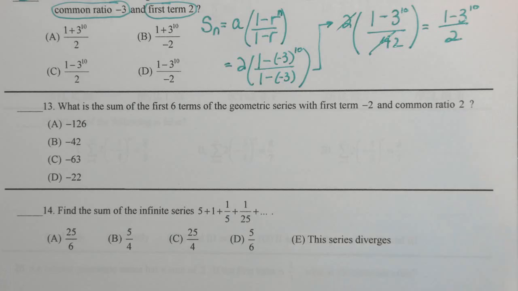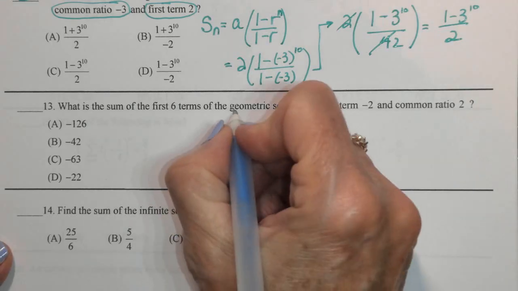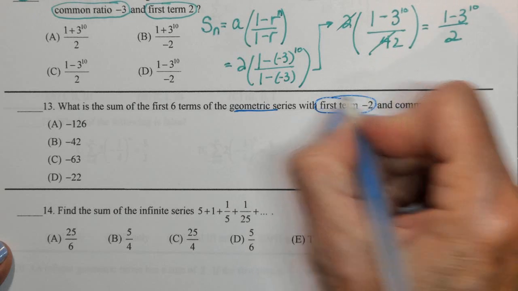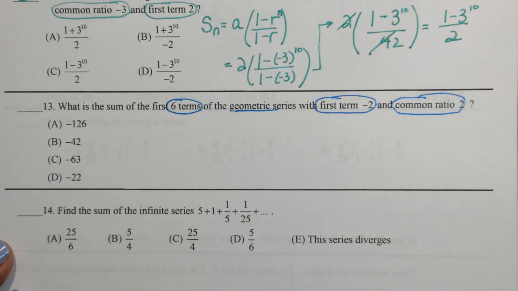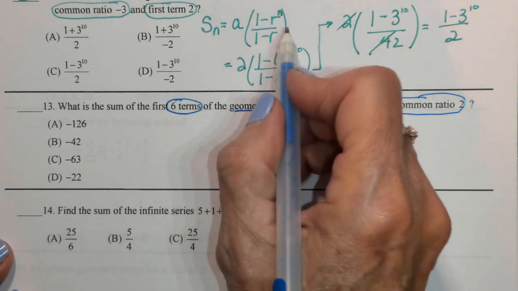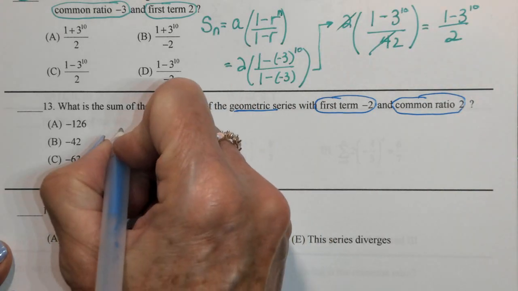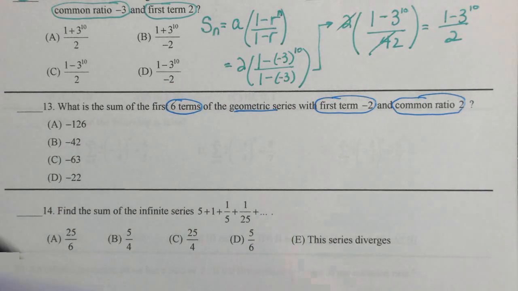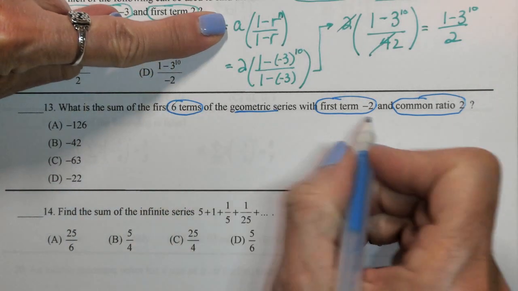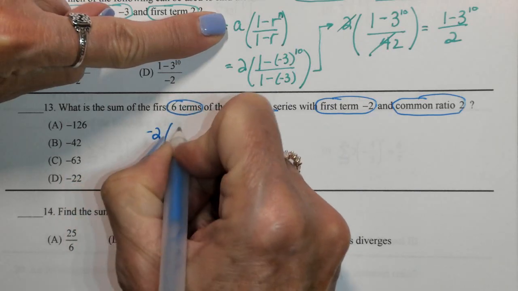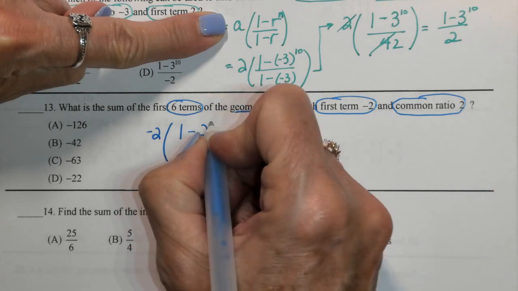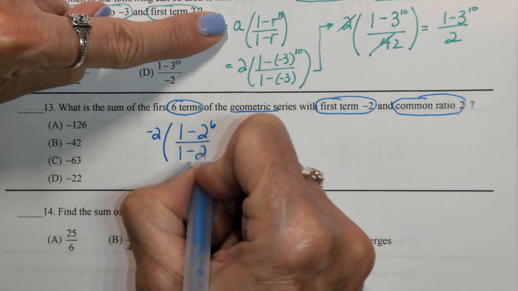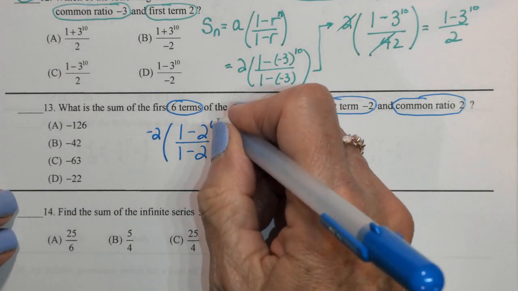Alrighty, next up, what is the sum of the first 6 terms of the geoseries with first term negative 2 and common ratio positive 2? So again, we have the formula for a finite geoseries that was up here, right? Alrighty, I'm back. Okay, so we're using this formula. So we start with the first term. The first term is -2. 1 minus r to the n, so the common ratio is 2, to the n is 6, over 1 minus r. So there's the formula.